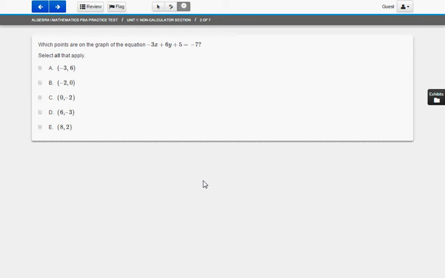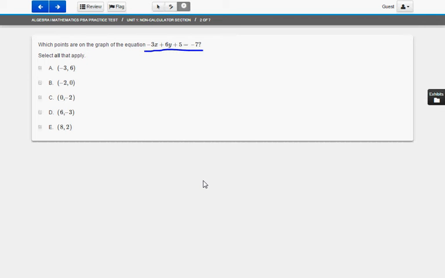Doing question number 2 on the performance-based assessment for Algebra 1 with the Park Online Practice Test. Okay, this question is asking us to determine which points of the 5 choices they gave us would be on the graph of the equation negative 3x plus 6y plus 5 equals negative 7.